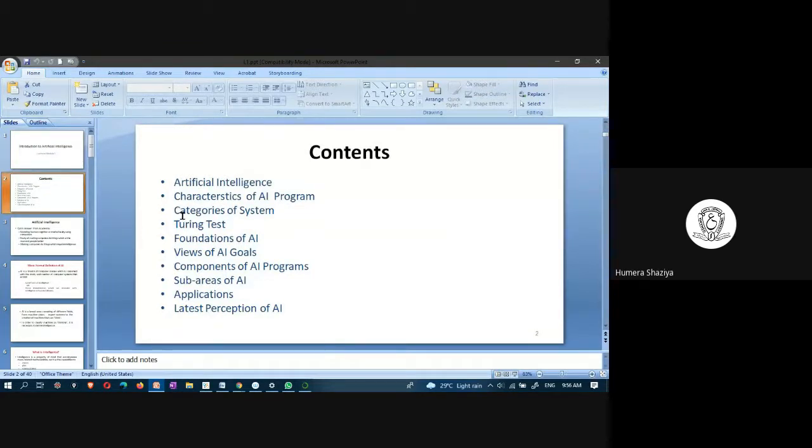Now we are going to discuss what is artificial intelligence, which we have covered mostly, characteristics of AI programs, categories of systems, what is a Turing test, what are the foundations of AI, what are the views of AI goals, components of AI programs, sub areas, applications, and latest developments in AI.